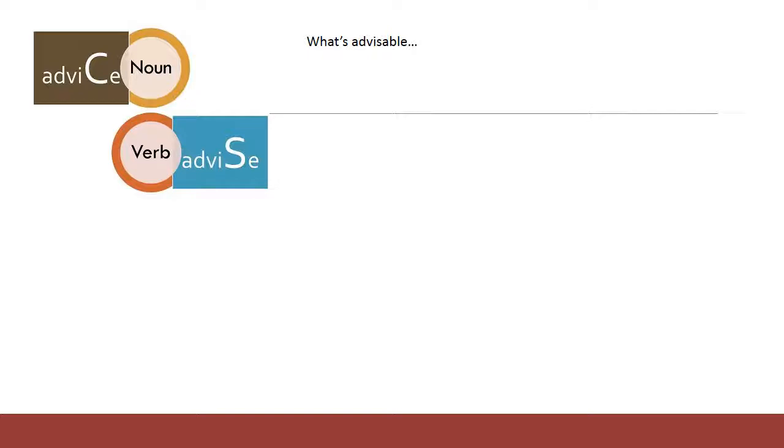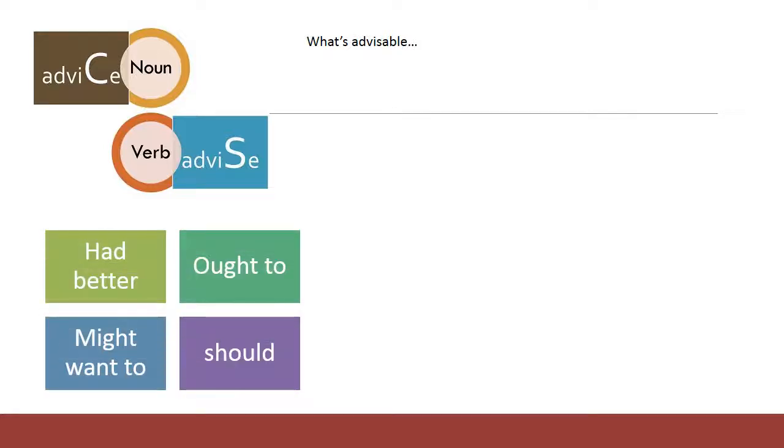Okay, the first thing that we have to notice is we write advice with C when we are talking about the noun. Advice with C means consejo. And advise with S is the verb, aconsejar. So please don't forget to notice that big difference. We can use four grammar structures to talk about advice, like had better, ought to, should, and might want to. We're going to check one by one in detail.